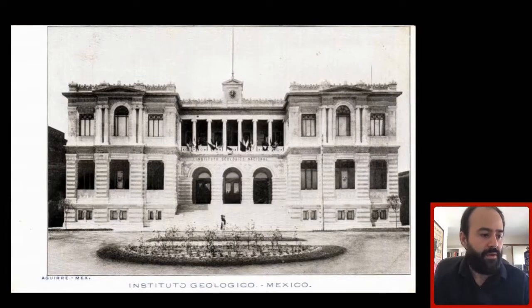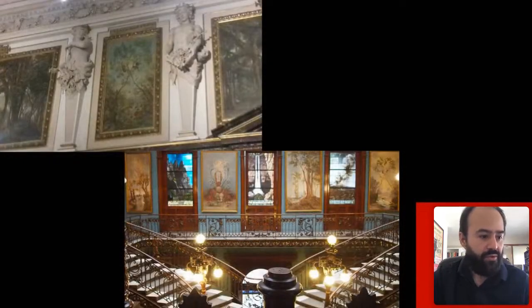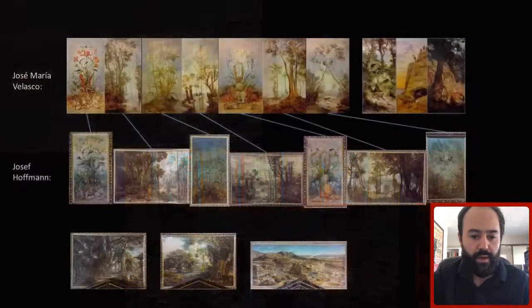The most obvious correspondence is the pictorial recreation of Joseph Hoffmann's 7 paintings representing the different geological eras in the Museum of Natural History in Vienna. This work was done by the most recognized landscape painter of the late 19th century in Mexico, Jose Maria Velasco.